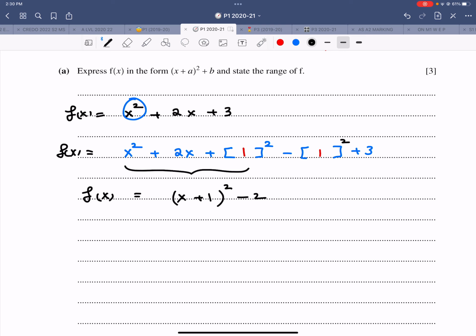Make a habit of writing a(x minus h) whole square plus k. That is the standard form. a is 1, positive, that's the shape. h is negative 1, k is 2. Negative 1, 2 is the coordinate of the turning point of the curve.